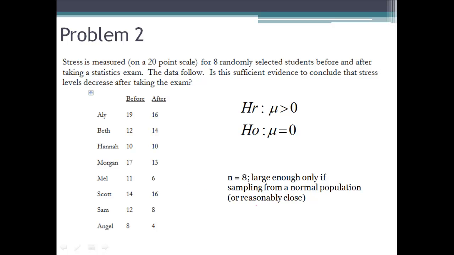N is equal to 8, so we're large enough only if we're sampling from a normal population. Let me just say that we're doing now a matched pairs t-test, or a paired t-test. Keyword in there is paired. And that our hypothesis will always have a 0 in it. H0 is always equal to 0, and HR will depend on how you subtract over here.